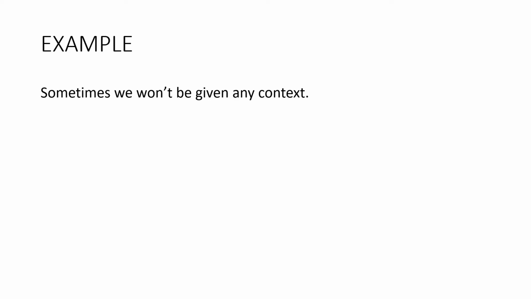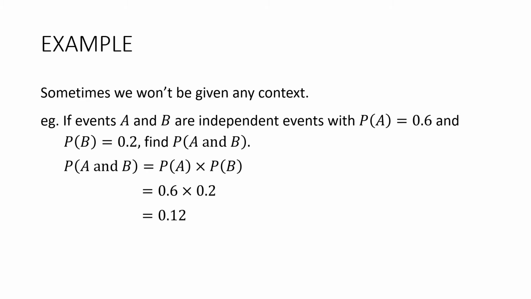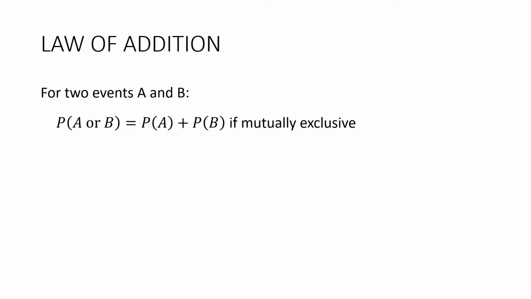Now I mentioned before that you can use either method. You can use the law of multiplication or you can list the sample space. But sometimes we won't be given any context and so we can't list the sample space. Like this question. Events A and B are independent. Probability of A is 0.6. Probability of B is 0.2. Find the probability of A and B. And so all we're going to do here is use the law of multiplication because it tells us that they are independent events. So the probability of A and B, we multiply probability of A by the probability of B, which gives us 0.12.